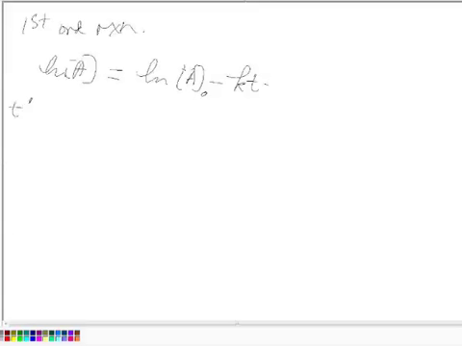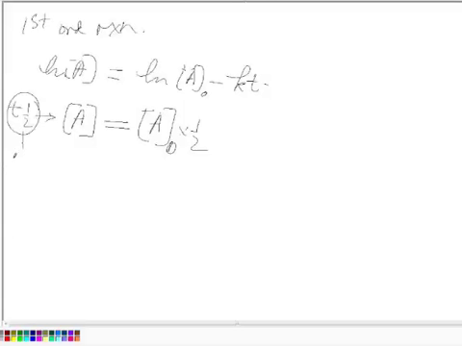And we talk about half-life. Half-life is the time taken for the reactant to drop to half its original value. Meaning that when the concentration of reactant A is equal to half the initial concentration, the time to get there is called the half-life.